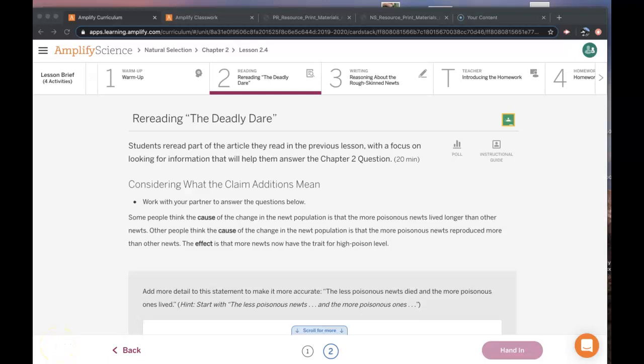This is lesson 2.4, activity 2, part 2. We're going to be focusing on page 2 right now. So now, after your rereading, you should understand more about the process of natural selection.